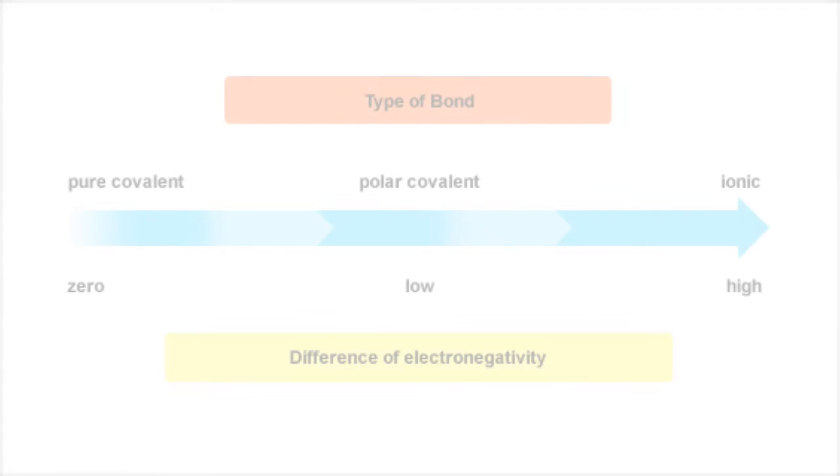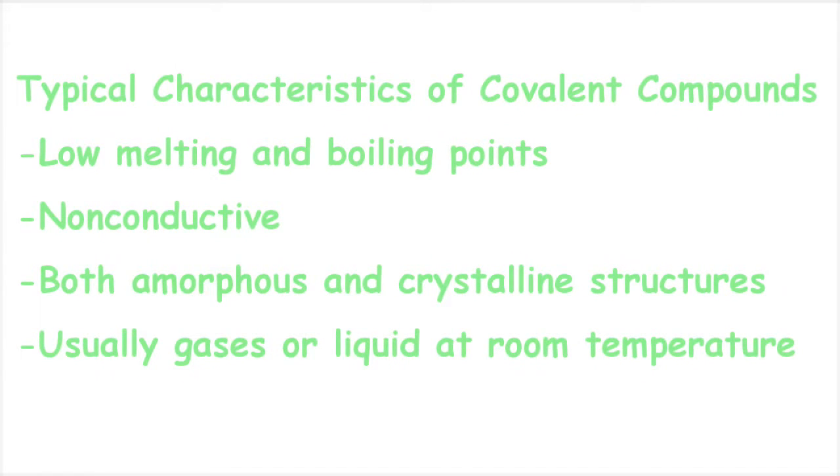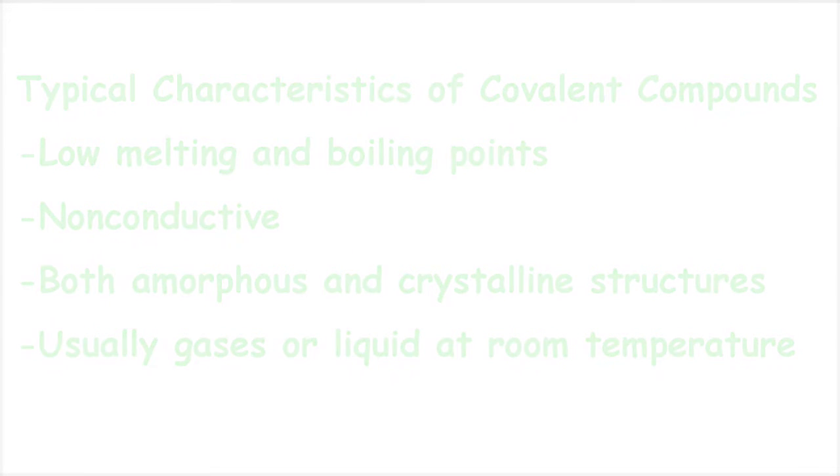Covalent bonds are formed between 2 nonmetals because the difference in electronegativity is too small to be ionic. Keep in mind that when a covalent bond is formed, both elements are trying to satisfy their outer shell of electrons. Typical characteristics of covalent compounds are low melting and boiling points, non-conductive, both amorphous and crystalline structures, and are usually gases or liquid at room temperature, although there are exceptions.